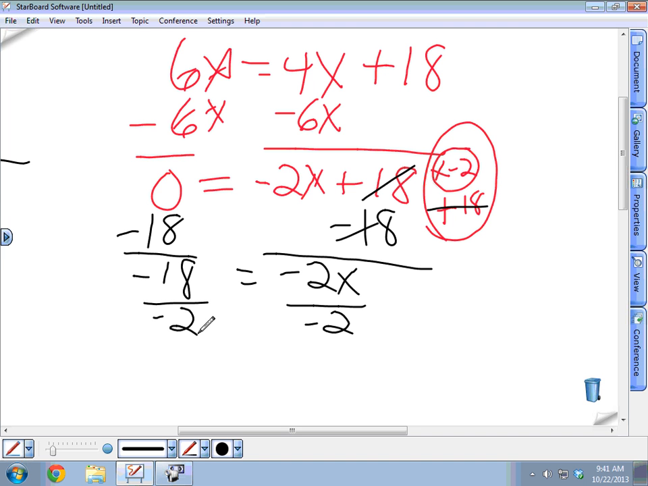So negative 18 divided by negative 2 is just 9, because notice, when you're dividing things and they have the same sign, it's going to be positive. And then dividing by negative 2 leaves me with just x. And so x equals 9. Whether you do it on the right or the left is the same. I always try to get my variable over to the left side of the equation, but it does work both ways.